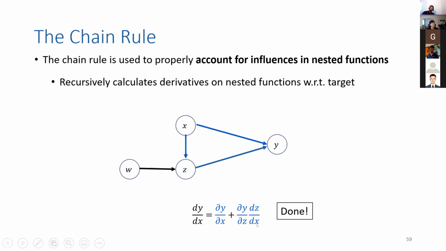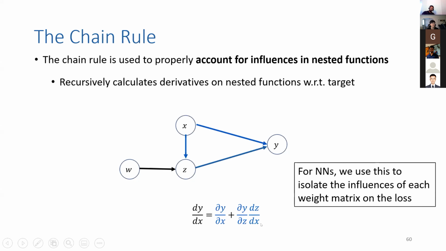And so you can see how this could be useful for neural networks. In fact, it's essentially what backprop is. We're using it to try to isolate the influences of each weight matrix on the loss.